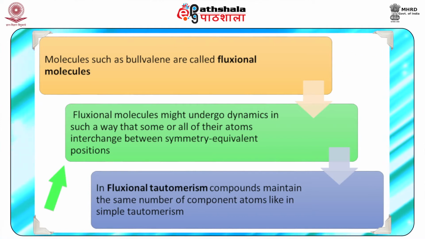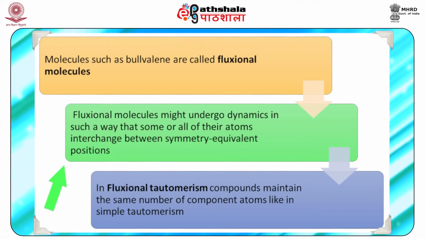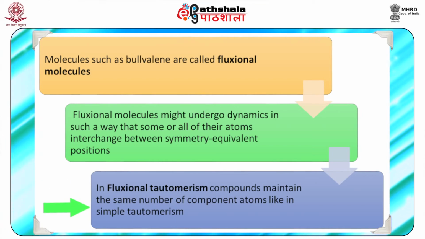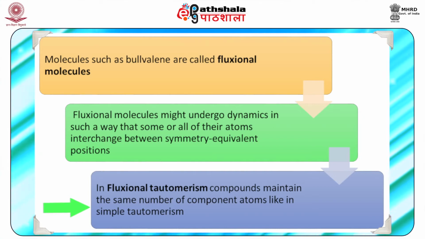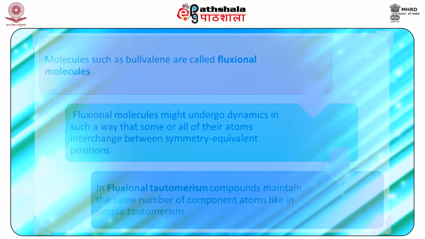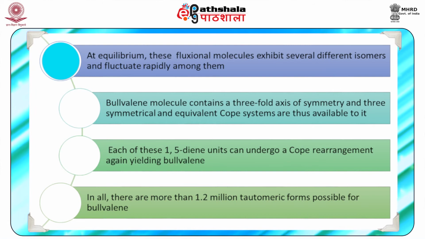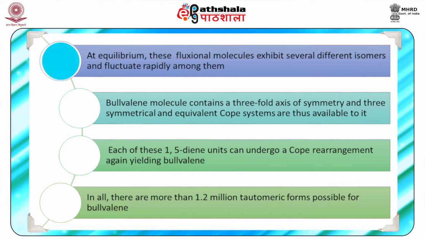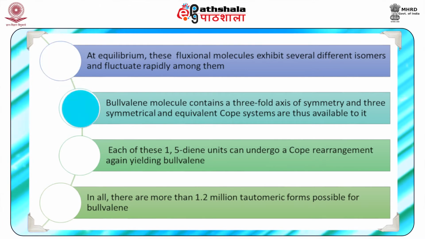Molecules such as bullvalene are called fluxional molecules. Fluxional molecules might undergo dynamics in such a way that some or all of their atoms interchange between symmetry equivalent positions. In fluxional tautomerism, compounds maintain the same number of component atoms like in the simple tautomerism. At equilibrium, these fluxional molecules exhibit several different isomers and fluctuate rapidly among them.